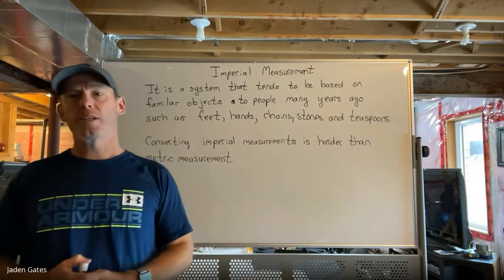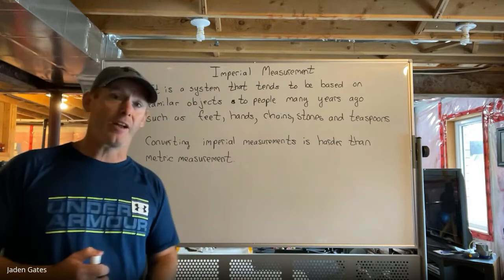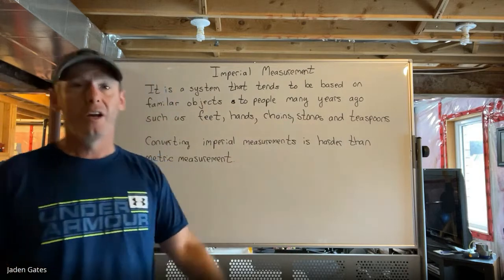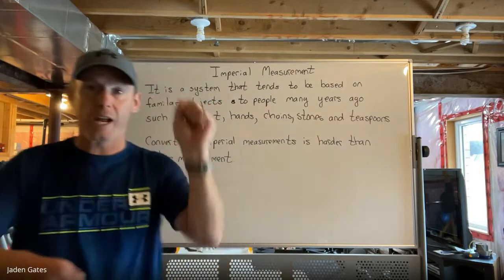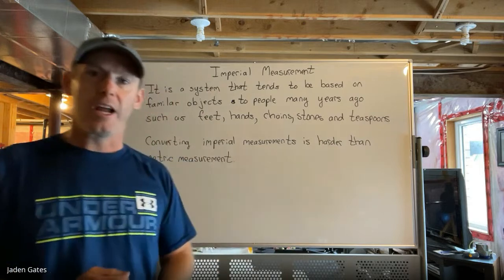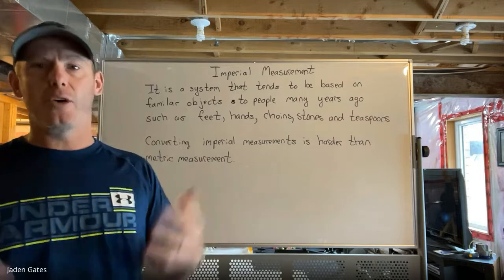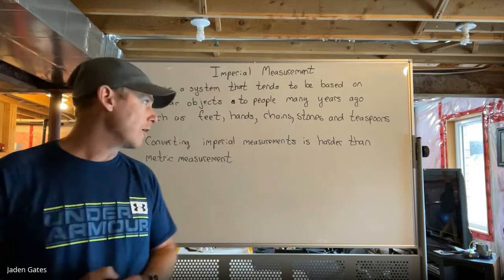The problem was that everybody has a different size foot. Everybody has a different size of hand. There are different sizes of stones out there. Spoons back then, I mean, they're hammering it out with a cast iron hammer. They're not the same size. And so that's why the metric system did come along.